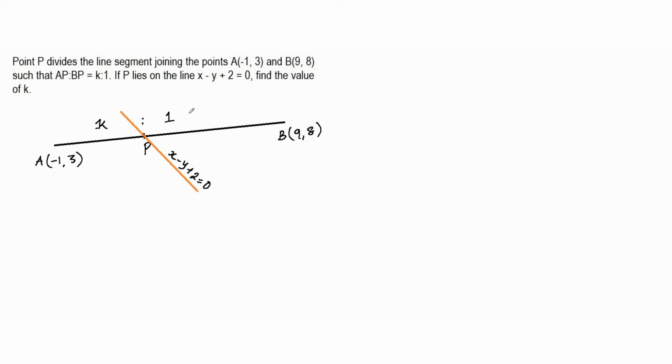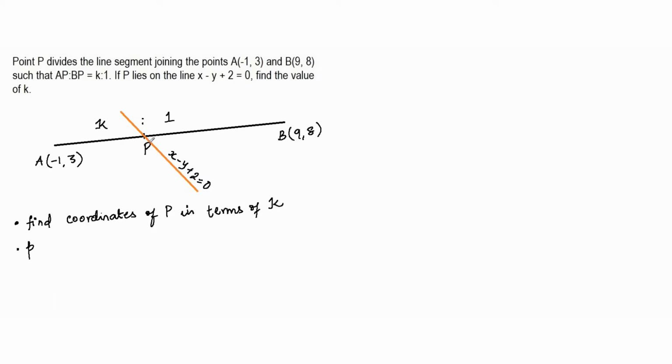If I think about this particular question, I know that AP is to BP is given as k is to 1. So what I'm thinking about is, can I find the coordinates of the point P? Of course, it will be in terms of k because the value of k is not known. So the first thing that I should do here is find the coordinates of P in terms of k.